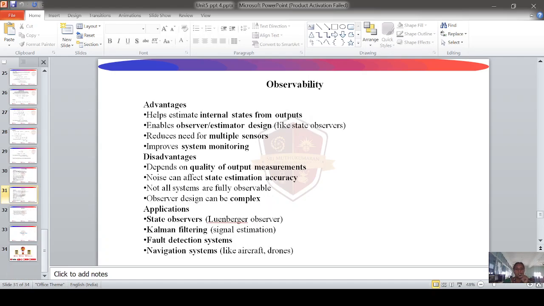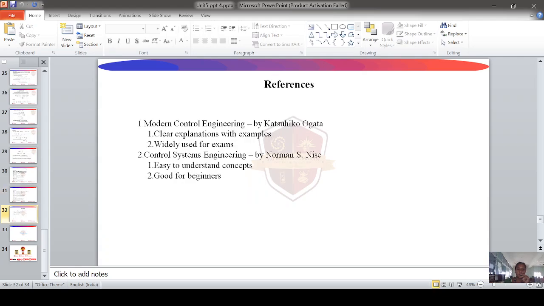Then observability. Advantages: it helps estimate internal states from outputs and reduces the need for multiple sensors. Disadvantages: it depends on the quality of output measurements, and noise can affect it. Then applications: it is used in state observers, Kalman filtering, fault detection systems, and navigation systems.